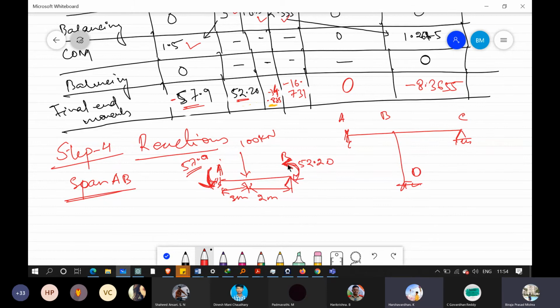No, this moment MBA should be in anti-clockwise direction. No sir, clockwise only, sir. Why, sir? It is positive. No, it will be in clockwise direction only, sir. That's right. Yes. So whatever you are saying, I'm doing that. Okay.